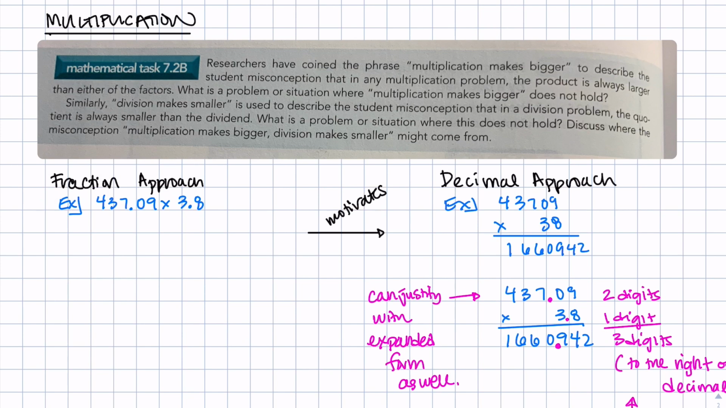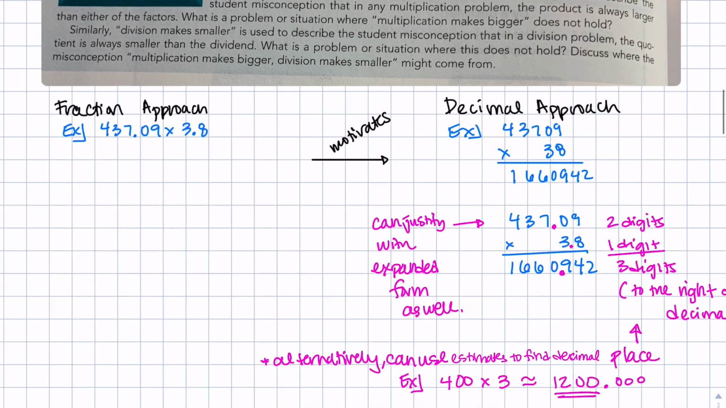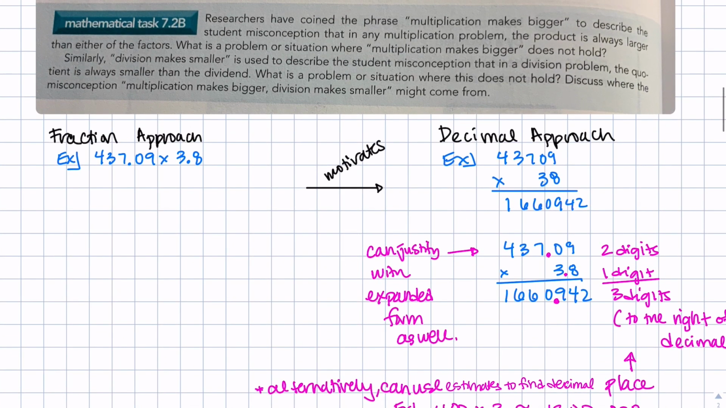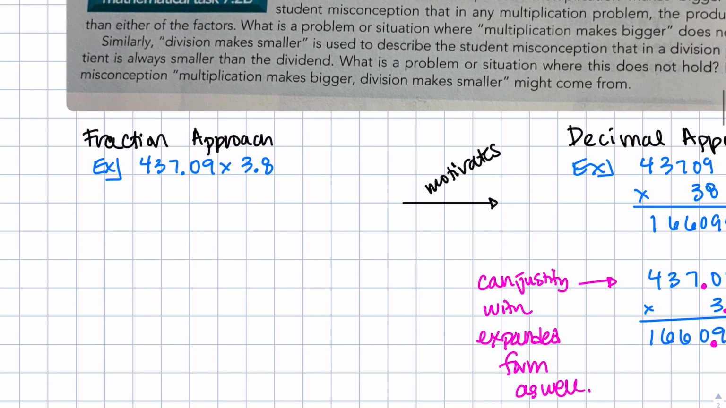Okay, so again, to motivate multiplication in the decimal approach, we're going to start with just looking at the fraction approach. Let's take these two decimals and turn them into fractions. So that's 43,709 over 100. It's hard to say these large numbers out loud, right? And this is 38 over 10, writing these things as fractions.